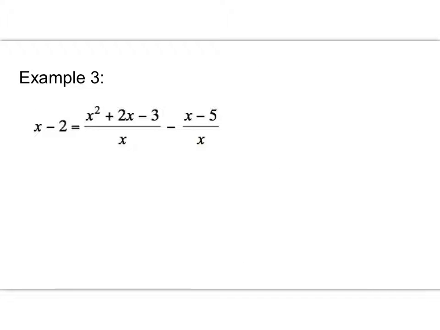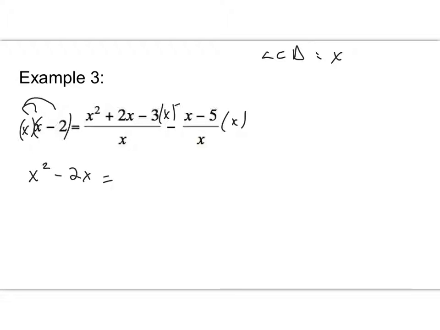All right, last example. My lowest common denominator is x, so if I multiply everything times x, instead of rewriting all this out, I think since it's just x, I'm going to do this. All right, I have to distribute my x to both of those, and I get x squared minus 2x. My x's cancel out here and here, so I have x squared plus 2x minus 3 minus x minus 5.